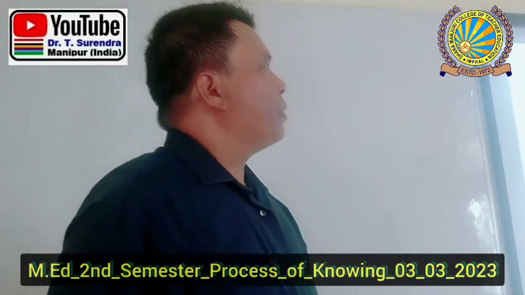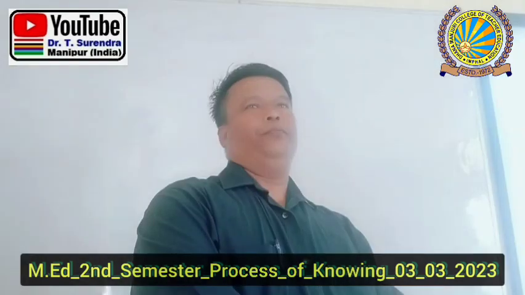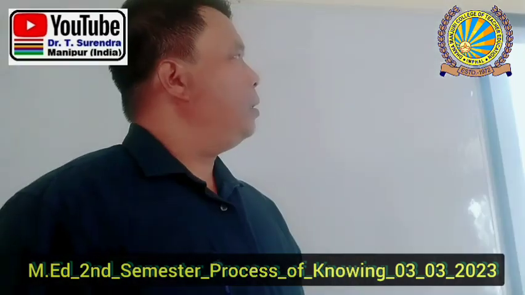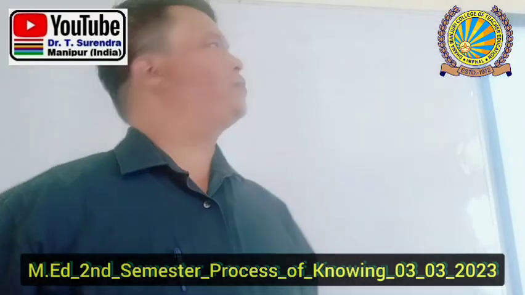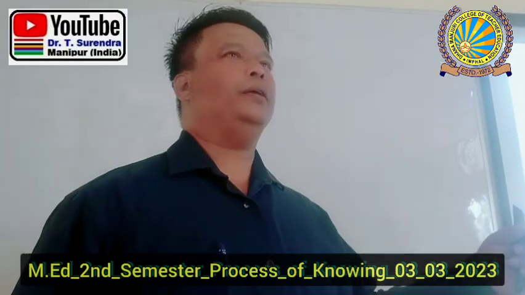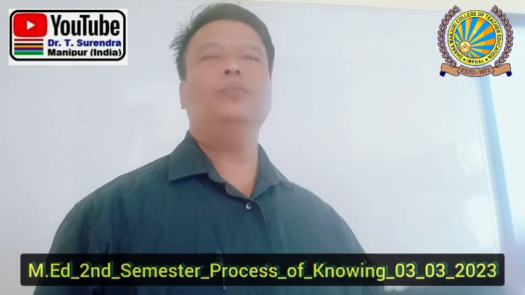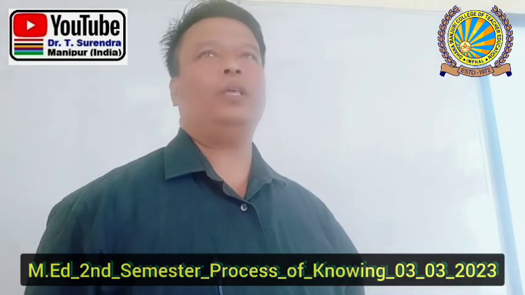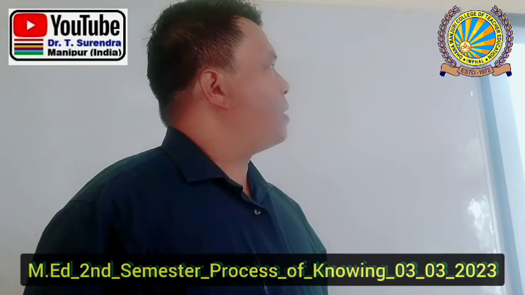Now let's try to know the definitions of knowledge. In front of us, we can see that Plato defines knowledge as justified true belief. Justified is the minimum condition that we put on knowledge. True, well adjusted true beliefs.